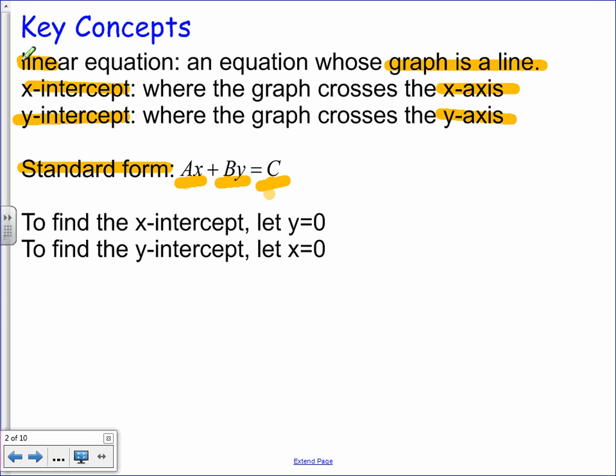In order to find the x-intercept, we're going to let y equal 0. So to find x-intercept, y needs to be 0. To find the y-intercept, you let x equal 0.